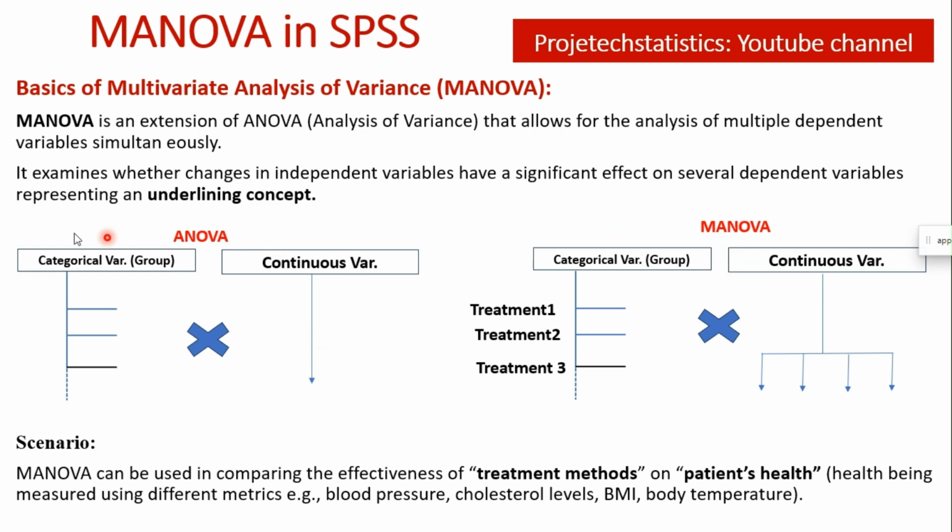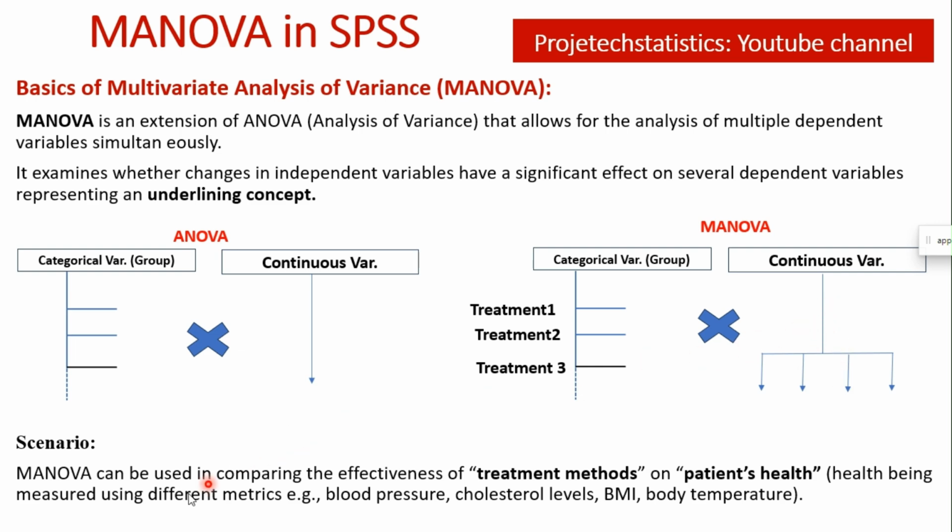This is a diagrammatic structure that you can use to differentiate ANOVA. Here, when we are doing ANOVA, we have a single continuous variable being compared with a categorical variable that has many groups. While in MANOVA, we have a continuous variable which is not being measured directly, but we are using four different underlying variables to measure the variable of interest.